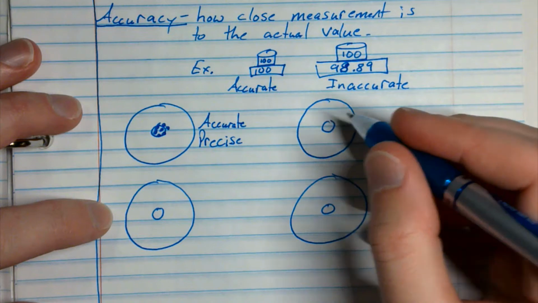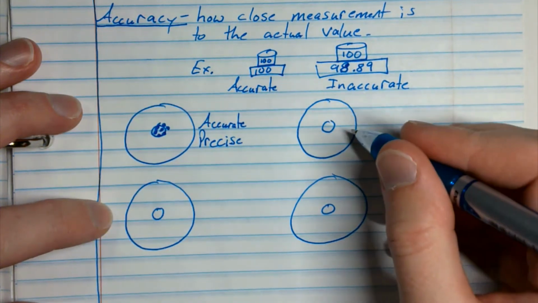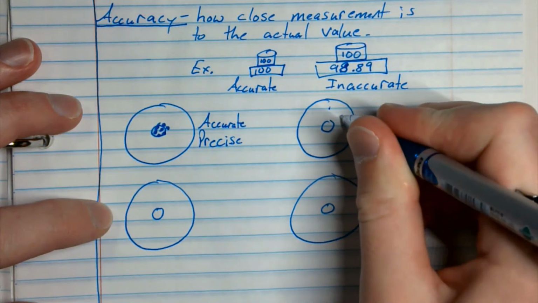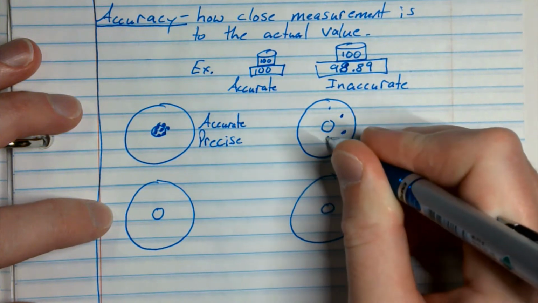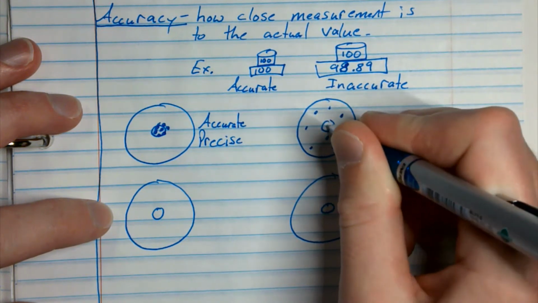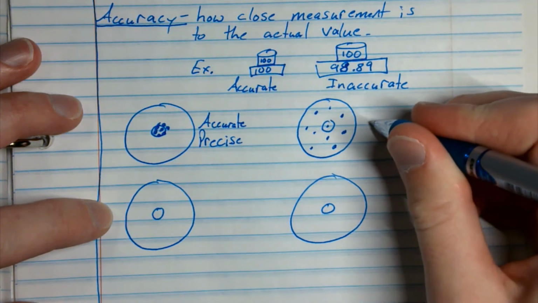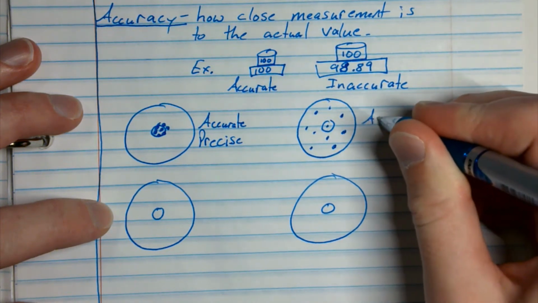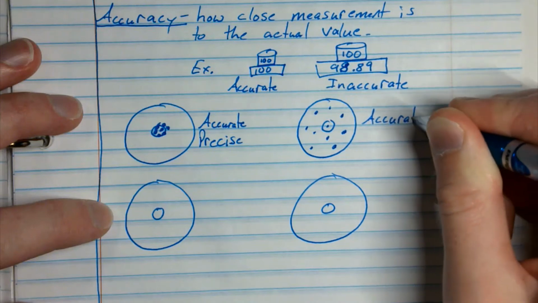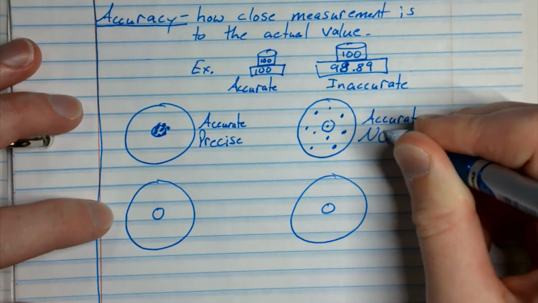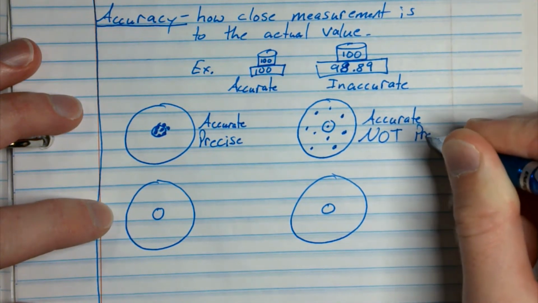Number two, they're kind of all around the circle. We have one in the middle even. So they're kind of all over. So this one is accurate, but not precise.